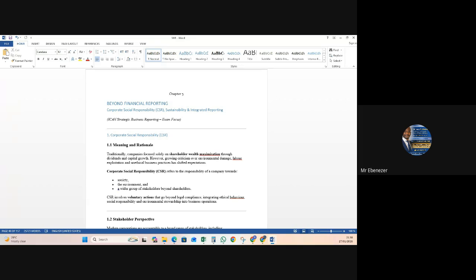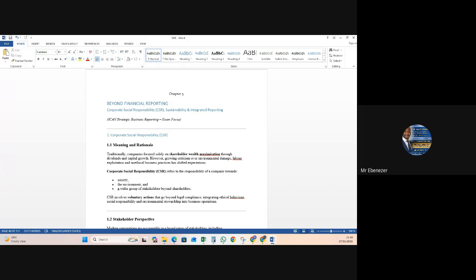No one is asking you to tar the road in your area. Even if you want to tar it, you need to see the government and take consent from the government. If you want to provide street lights, you can do it. No one is asking you for it. They are beyond legal compliance, and you're trying to integrate ethical behavior, social responsibility, and environmental stewardship into your business operation.